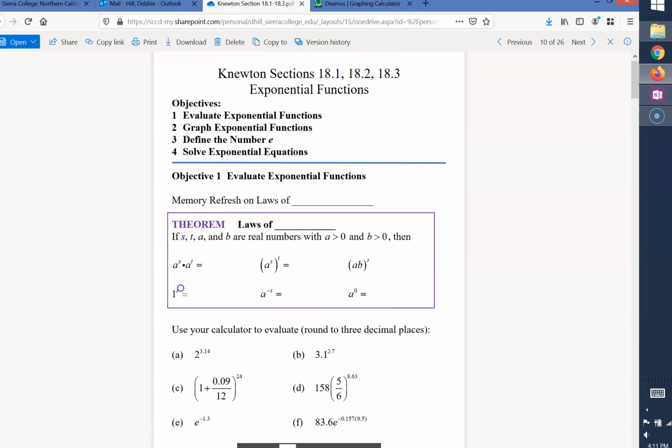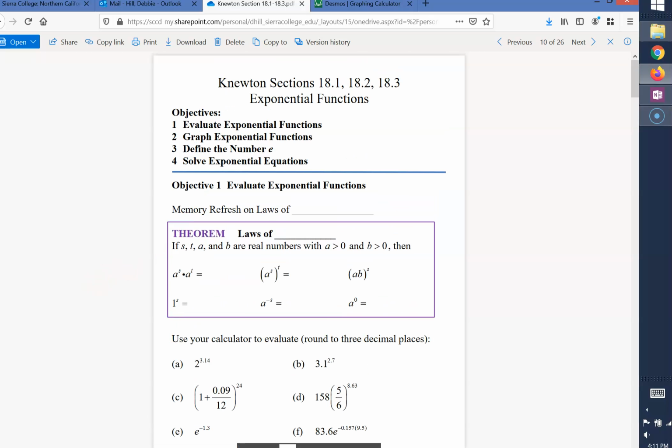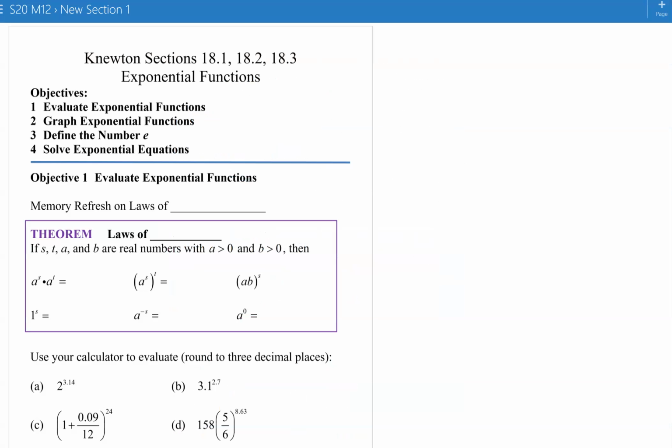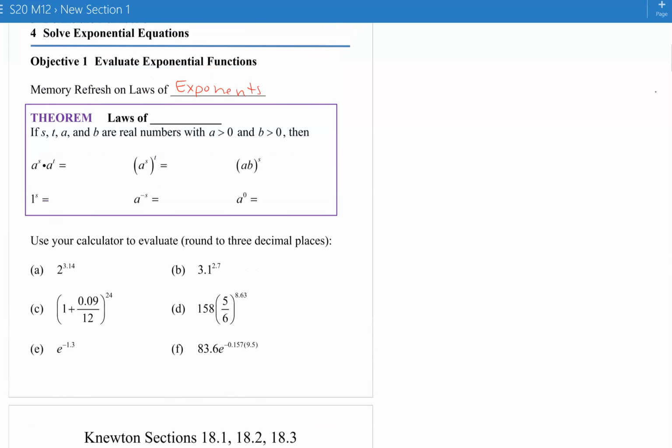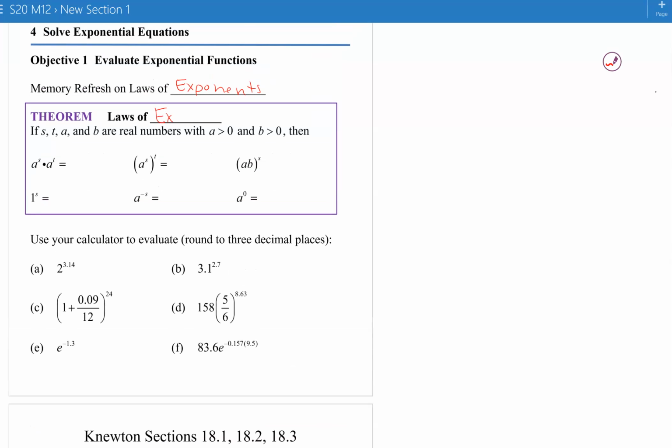Okay, so let's look at sections 18.1, 18.2, and 18.3 from Newton. And this is all about exponential functions. So first I want to refresh your memory on the laws of exponents, because we'll need them later. So here are the laws of exponents that we need.